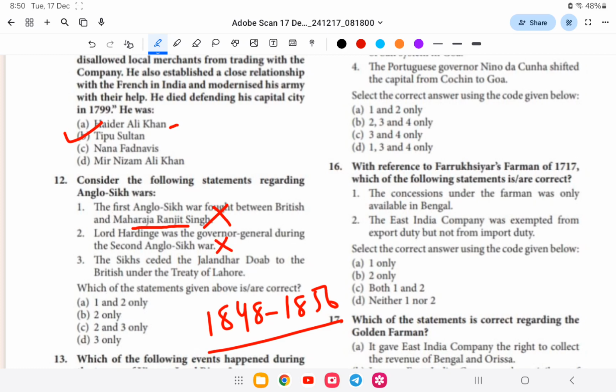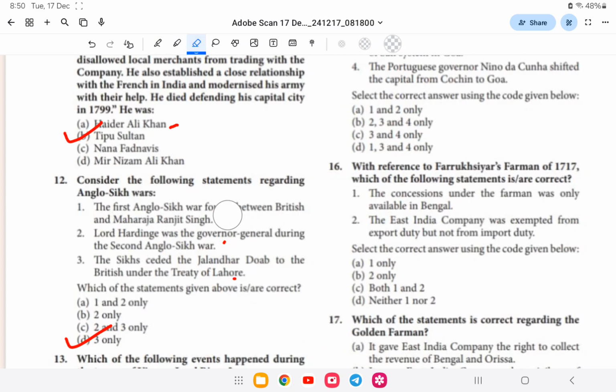Option number 3: the Sikhs ceded the Jalandhar Doab to the British under the Treaty of Lahore. So the answer is what? Option number D. Only 3 is the correct answer. 1 and 2 are wrong. I hope you are clear with this.